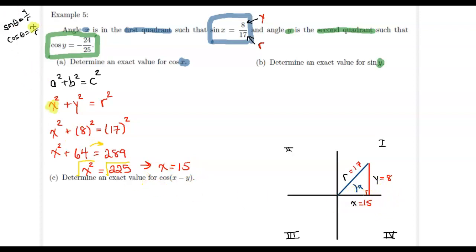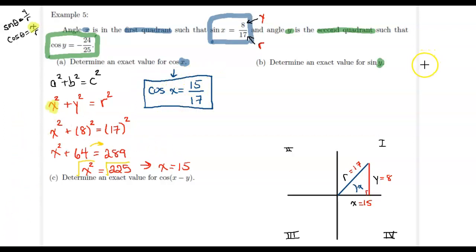Now I have everything I need to complete my ratio for cos. So cos of this angle x would be my component here, 15, over r, which is 17. So that is the exact value for cos of x.